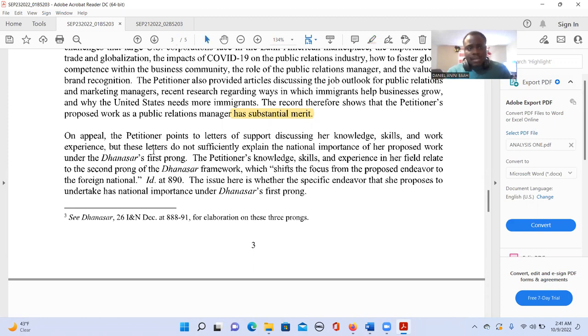So let's again look at this statement. These letters do not satisfy the national importance of the proposed work under the first prong. So you're saying, I'm a PR professional, we do this, I will do that, I'll help US companies do that, I'll be a mediator between customers and companies, and companies and other companies, I will help keep company information secret, and so on. Besides saying that, which is the merit, which is accepted, you have to go the extra mile to talk about national interest.